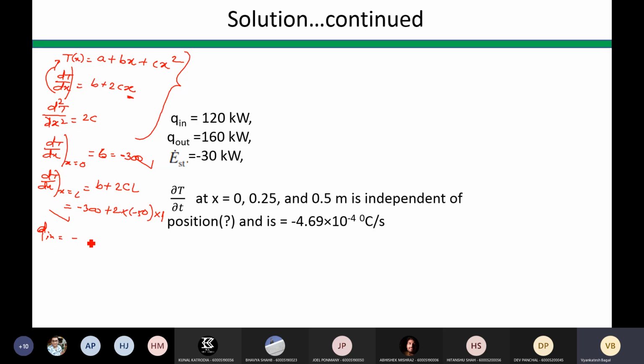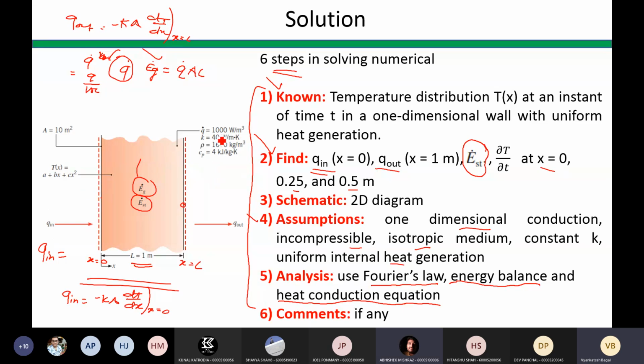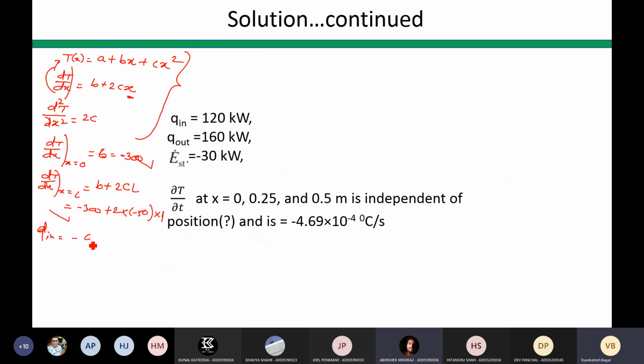Now the k thermal conductivity is given 40. And area is 10. 40 into 10 multiplied by this minus 300. So this will give you Q in, right? And Q out will be minus kA into dT/dx at x equal to L, means this value. So minus 300 plus 2 into minus 100, right? And write down whatever values you get.